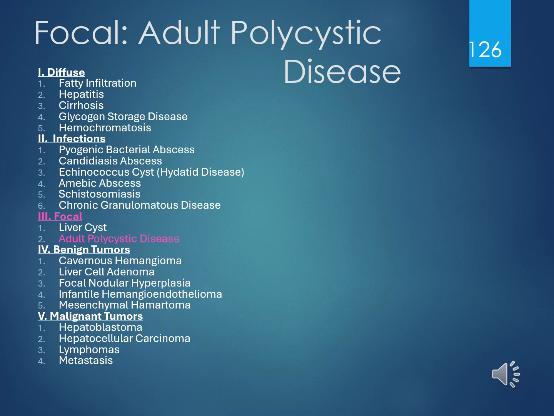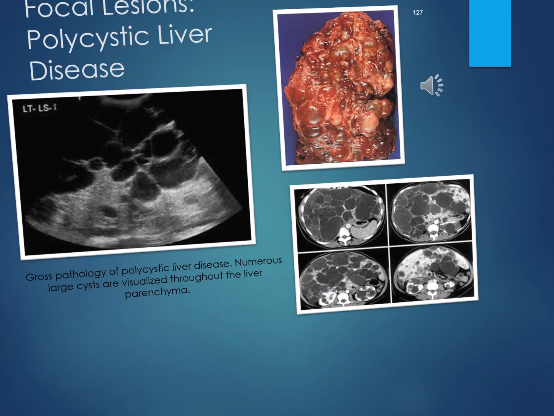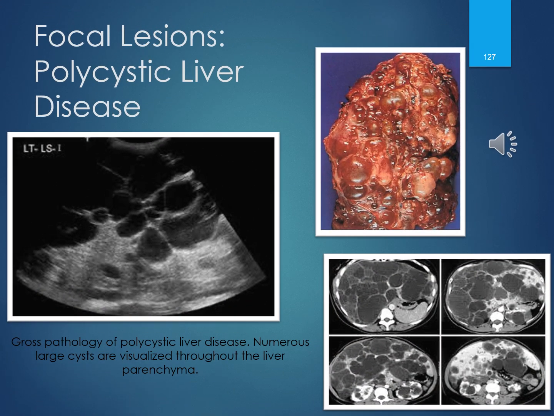The next focal liver lesion is adult polycystic disease. The next focal lesion is polycystic liver disease. It looks like a lot of cysts because it's a lot of cysts, hence polycystic.